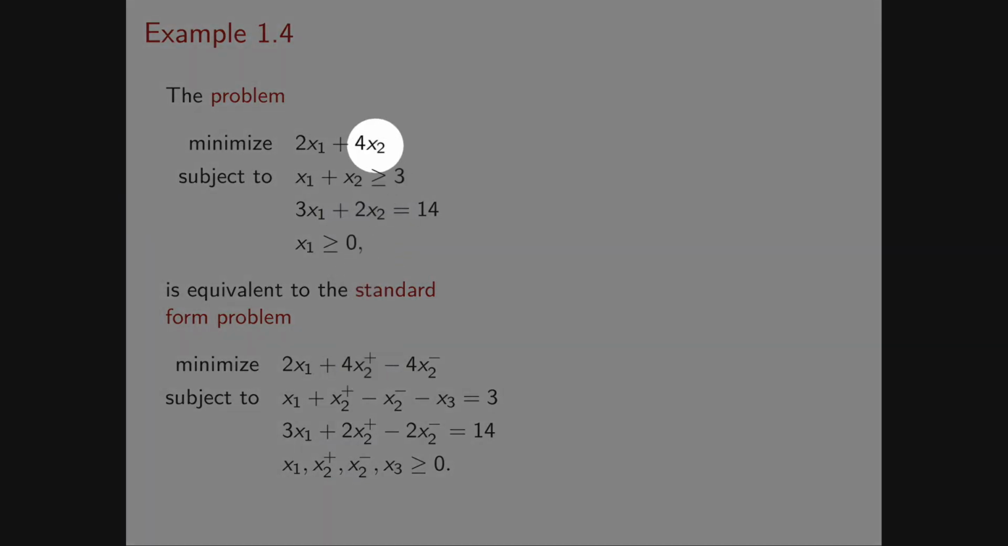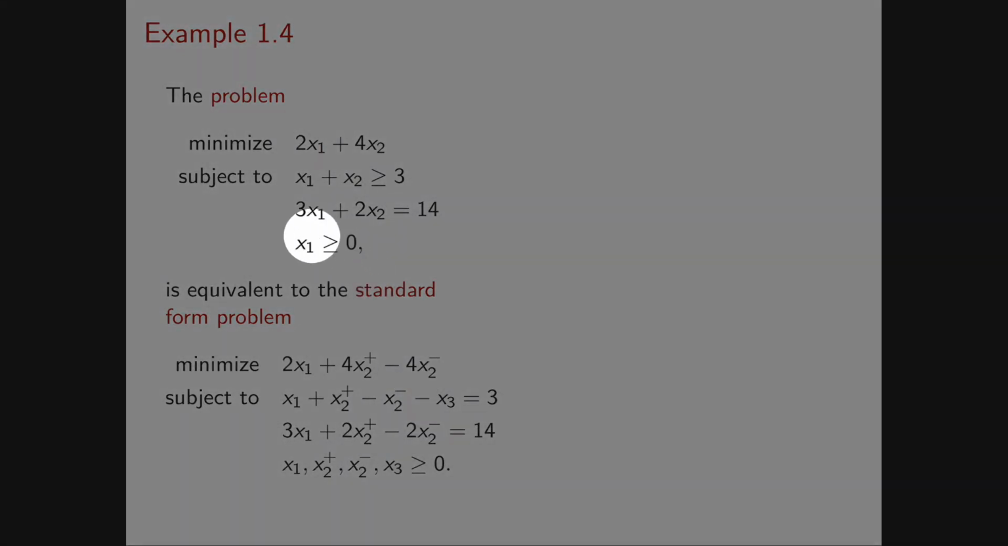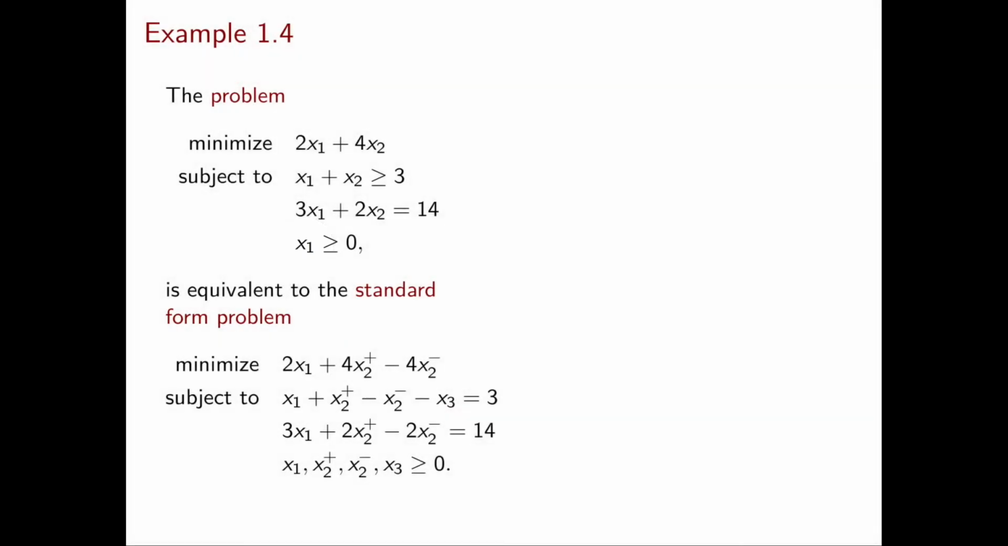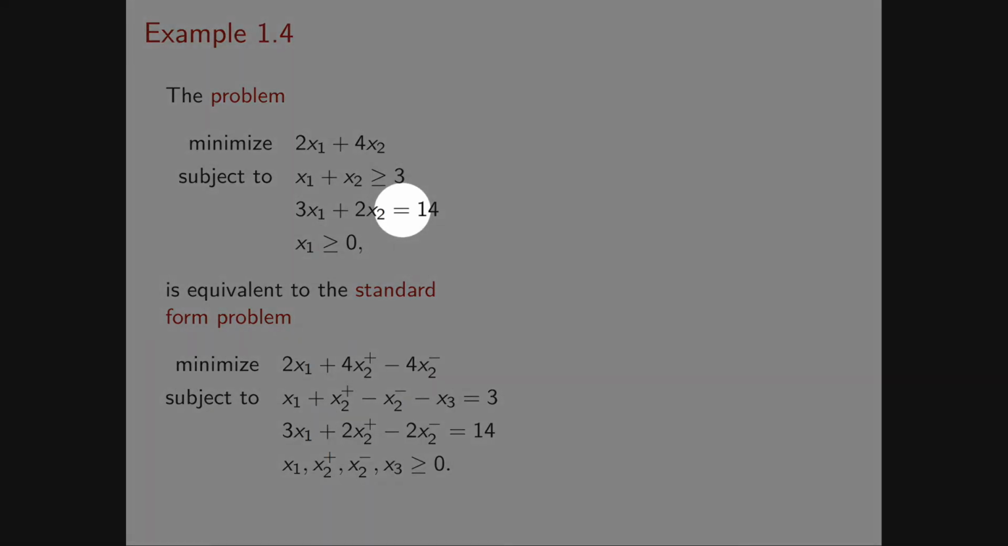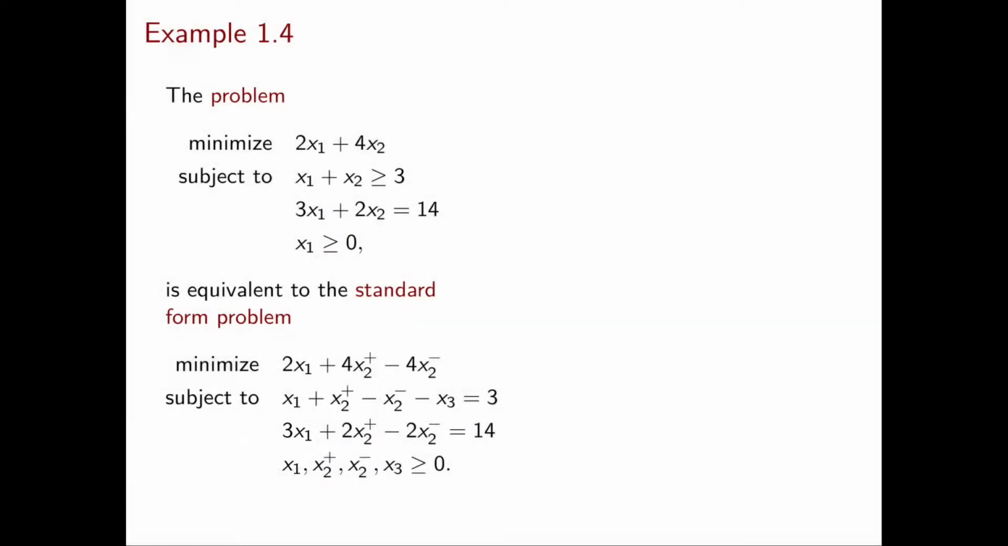As you can see, 4x2 becomes 4x2 plus minus 4x2 minus. Then in the first constraint, x2 becomes x2 plus minus x2 minus. In the second constraint, 2x2 becomes 2x2 plus minus 2x2 minus. So in this way, we have fully dealt with the non-negativity of the variables in the original problem. What is left to do? Let's look at the constraints. We have one equality constraint, which requires no further change. In fact, this equality is now this equality over there.